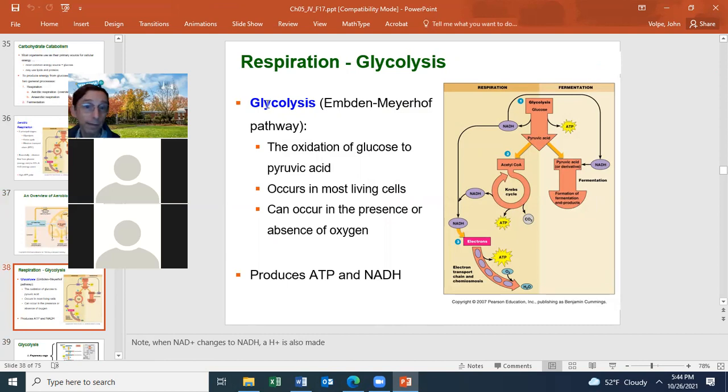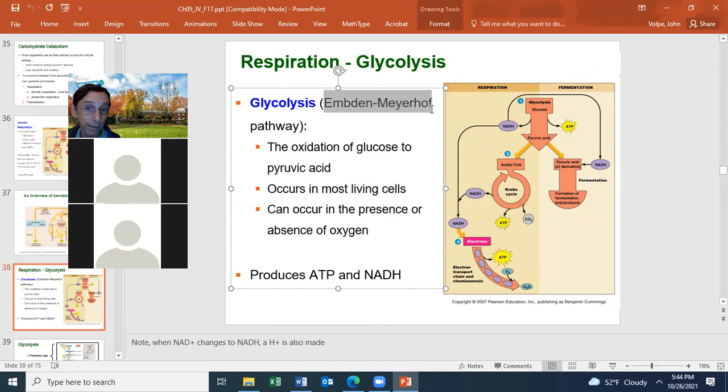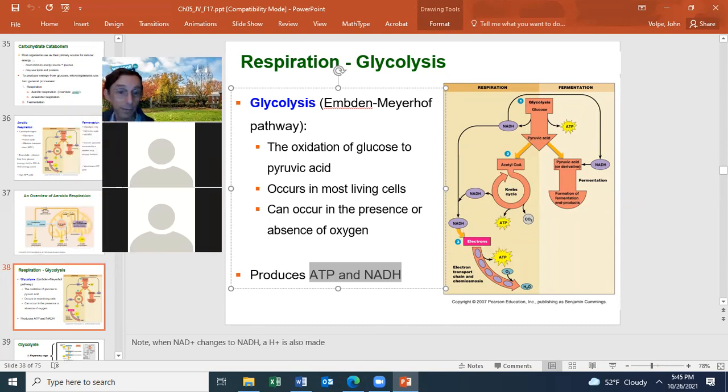All right, so glycolysis has another name, but you don't need to know it. I never use it, and I think it's mentioned one place only in the book. Glycolysis is the oxidation of glucose to pyruvic acid. You can find glycolysis in most cells. Glycolysis can occur in the presence or in the absence of oxygen. It does produce ATP and NADH, but not very much. All right, any questions about glycolysis in general?